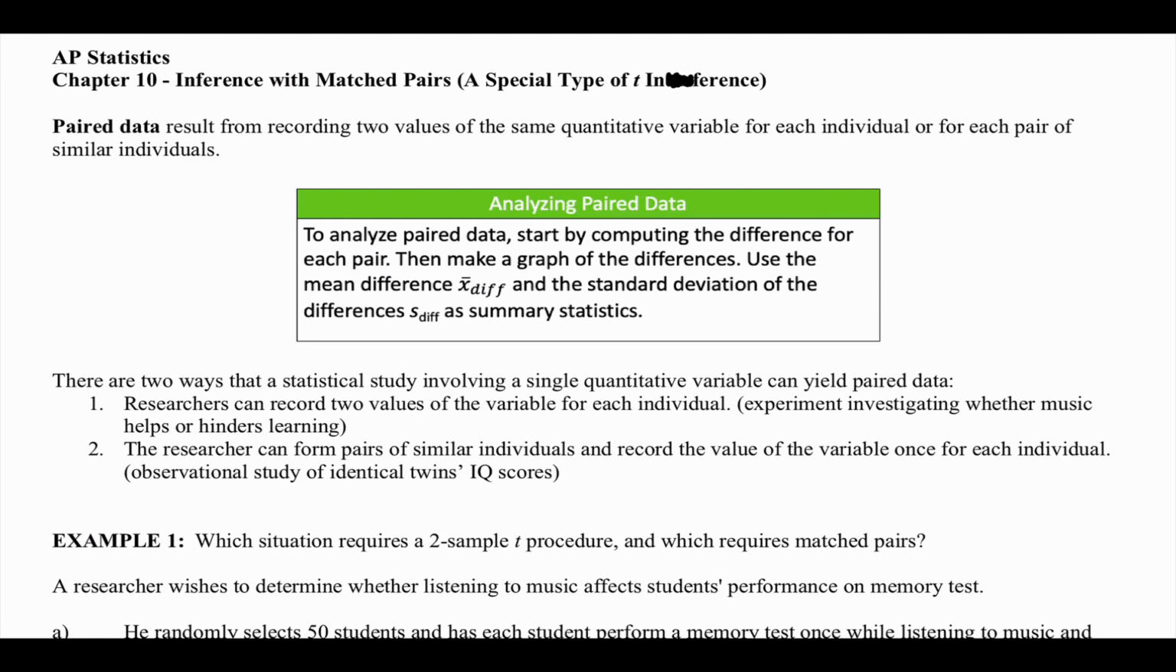Okay? Or the researcher could form pairs of similar individuals and record the value of the variable once for each individual. Observational study of identical twins' IQ scores. Identical twins are virtually the same person. There's very little scientific differences between identical twins. Okay? But there are differences. They're different people, right? So comparing their IQ scores, right? They're different people, but you can compare them because they're very close, right?